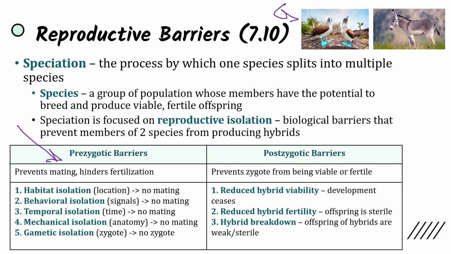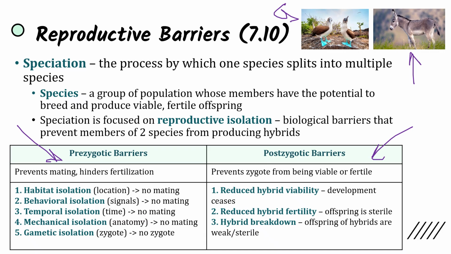There are also post-zygotic barriers, so after the zygote has been formed, but this prevents the zygote from being viable or fertile. There's reduced hybrid viability, where the development of the hybrid will cease. There's reduced hybrid fertility, where the hybrid is going to be sterile, for instance, in the case of a mule that came from a donkey and a horse. And we have hybrid breakdown, where even though the hybrids may be viable and fertile, the offspring of the hybrids are going to be weak and sterile.